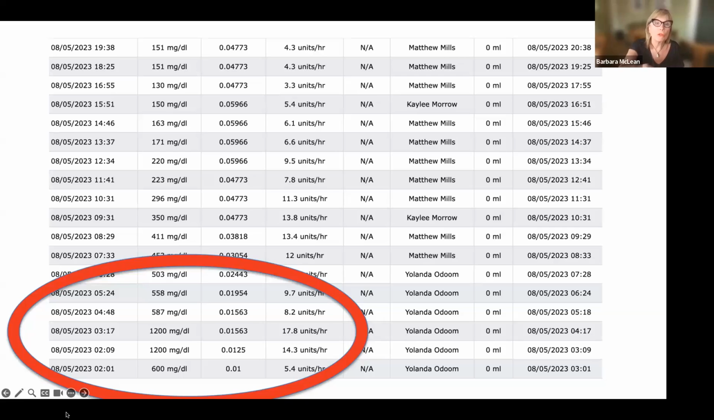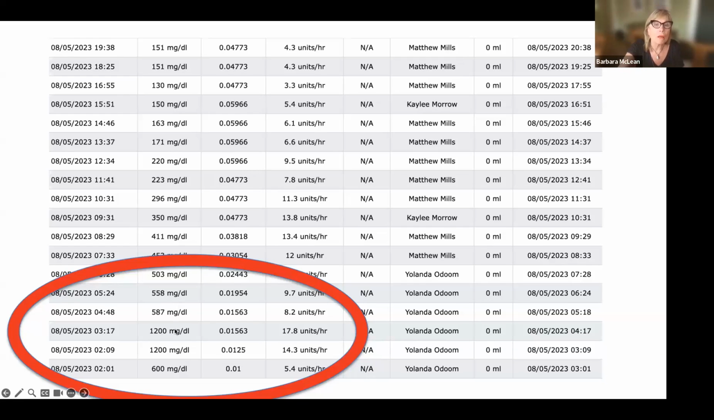But then you'll see down at the very bottom here that this was when the patient got put on Glucommander at 0201, 600 milligrams per deciliter of glucose, with that nice low multiplier, 5.4 units. The doc didn't like that and said, I want you to put in 1200. And the nurse put in 1200, only 8 minutes later. And that adjusted the insulin up. Okay. And that really tricked Glucommander.